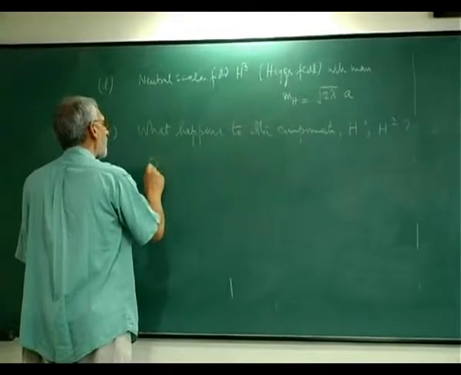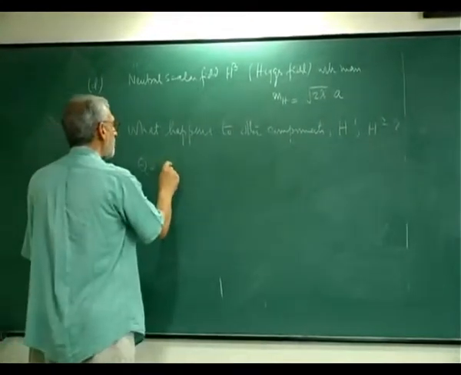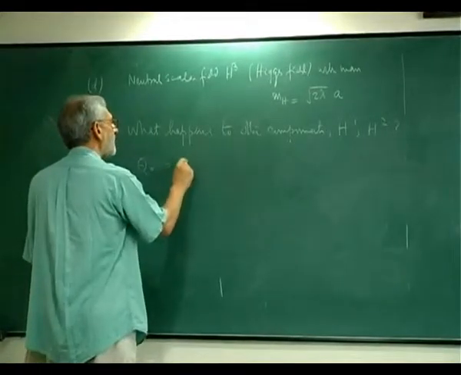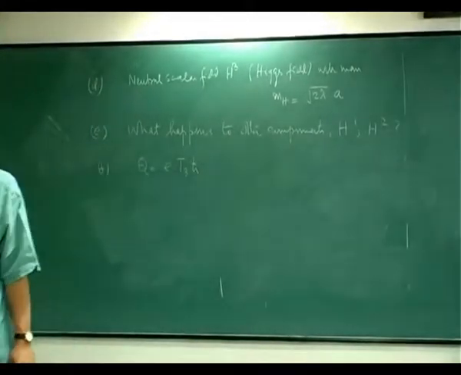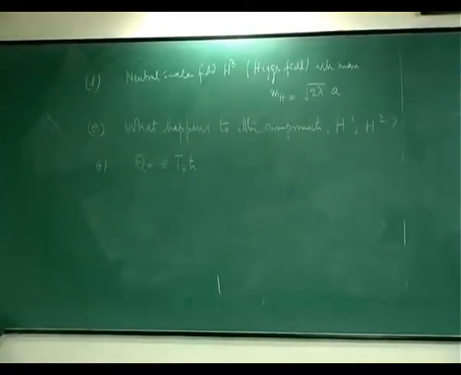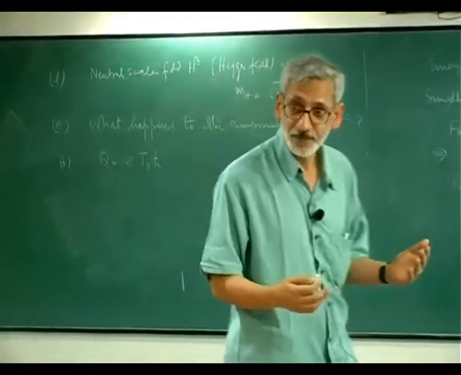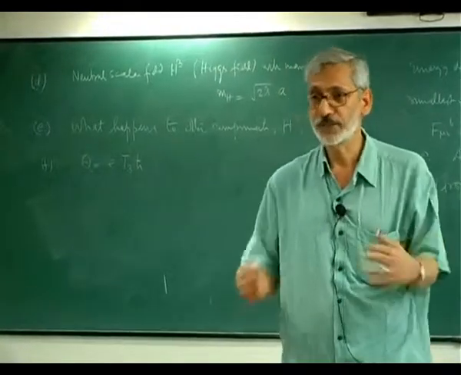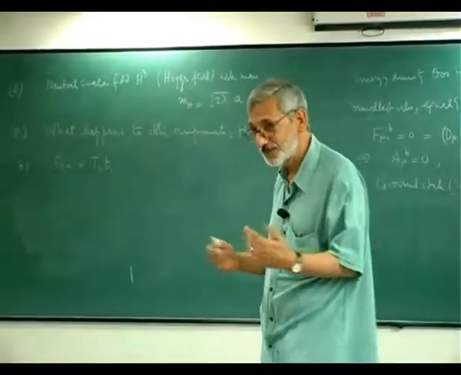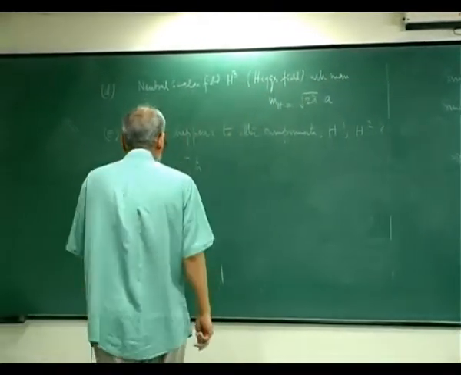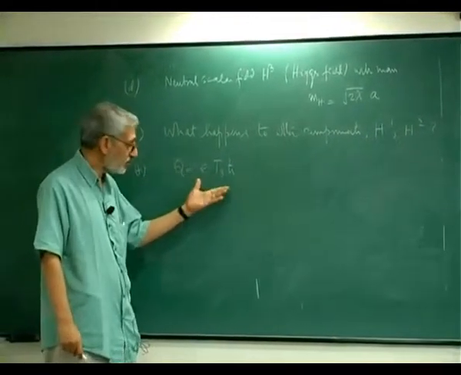Let me define a generator Q, which is E times T3 H cross. T1, T2, T3 were the three generators of the adjoint representation in terms of matrices, 3 cross 3 matrices, three of them. I take the third one and construct this object.